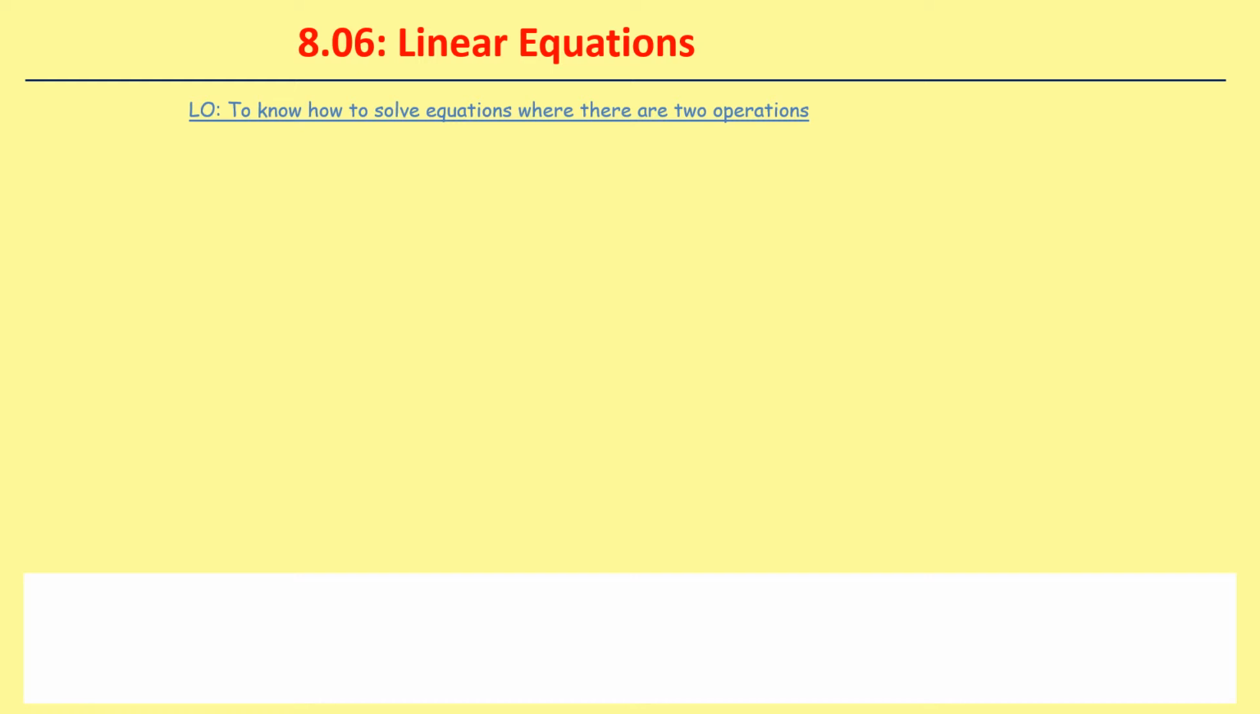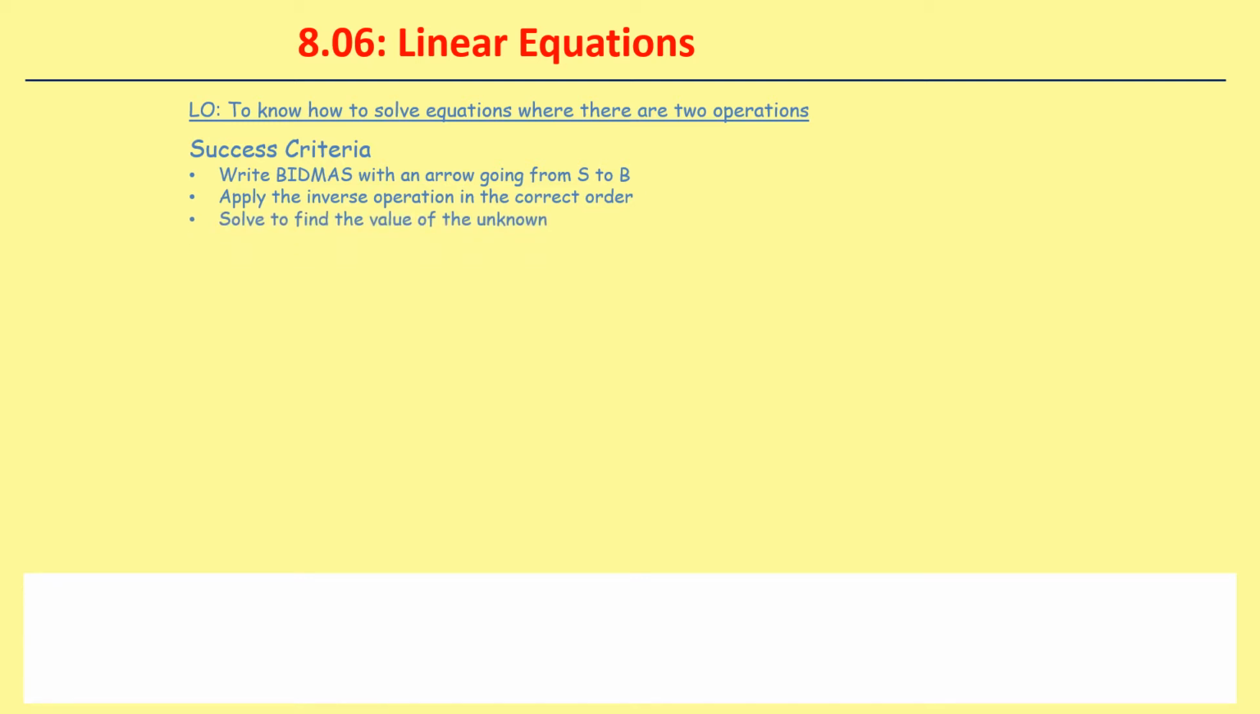So in this lesson we are going to learn how to solve equations where there are two operations. Your success criteria: you need to know BIDMAS, and you need to be able to do BIDMAS backwards, going from the S to the B. Apply the inverse operation in the correct order and solve to find the value of the unknown.